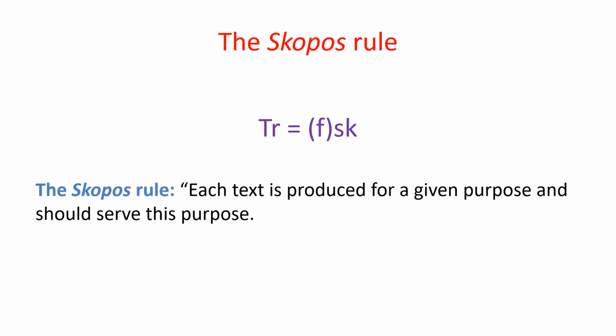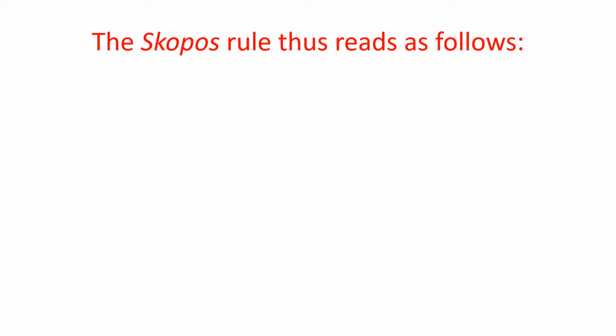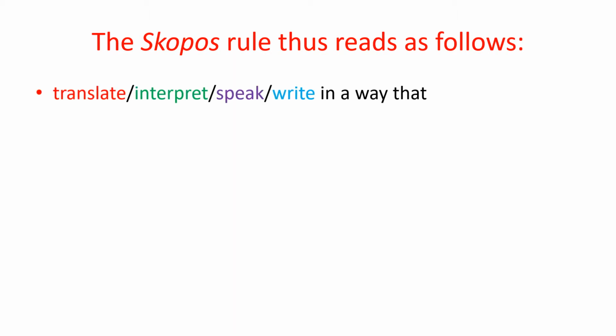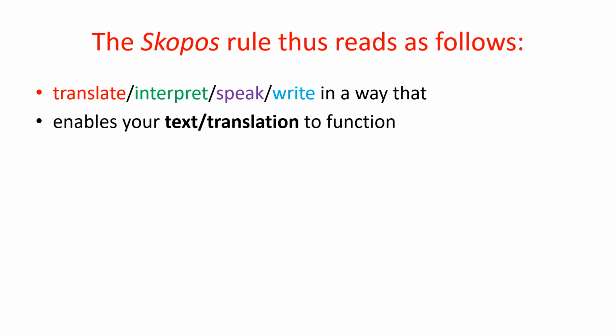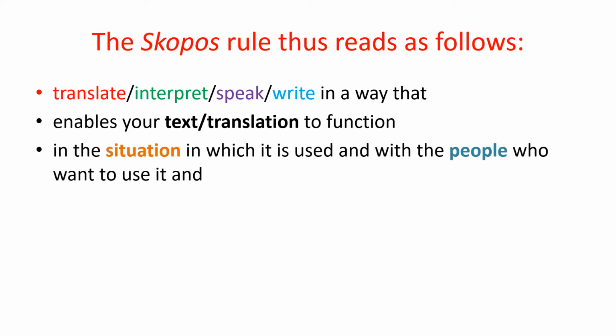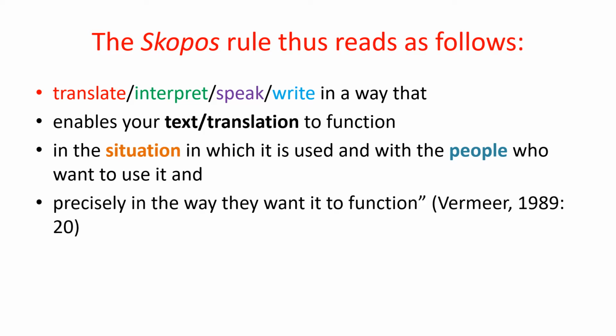And therefore the scopus rule would be spelled out this way. Each text is produced for a given purpose and should serve this purpose. So that's the summarized version of the scopus rule. The amplified version of the rule would be formulated by Vermeer as follows. You should translate, you should interpret, you should speak, you should write in a way that enables your text, your translation, your interpretation, your speech, your written text to function in the situation in which it is used and with the people who want to use it, and precisely in the way they want it to function. It's a quote from Vermeer, 1989. So this is the overall scopus rule.